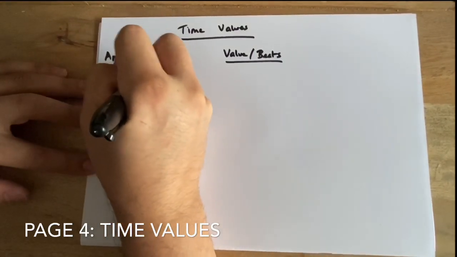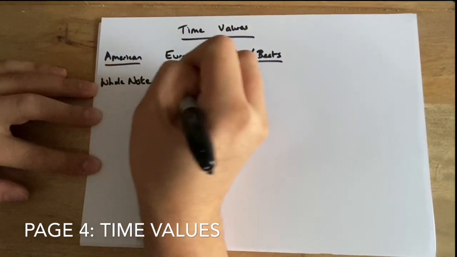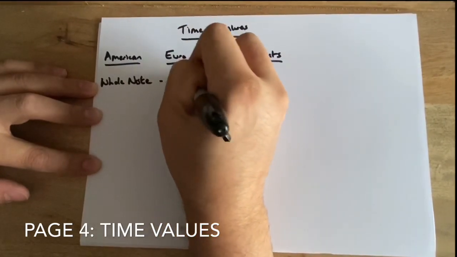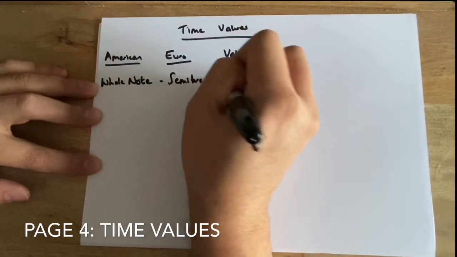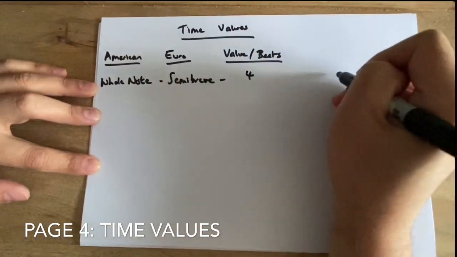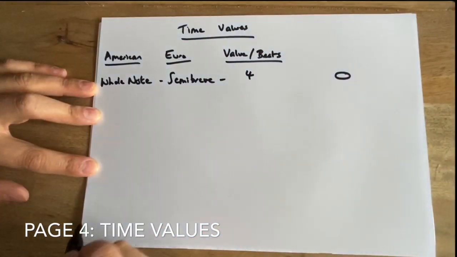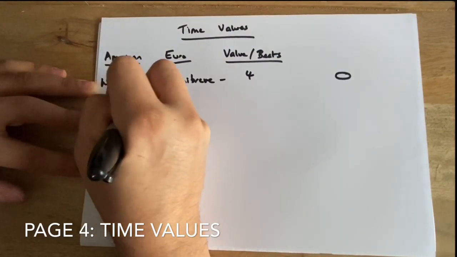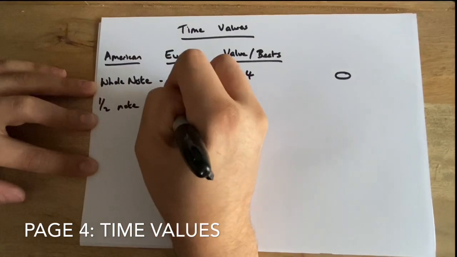So the first note that we're going to look at is the whole note in American, and over here in Europe we call it the semibreve. Now the semibreve or whole note lasts for 4 counts, so when you see that note, it looks like a circle. In music we call it a head. That is a 4 count note, so you hold that or you sing that note for 4 beats.